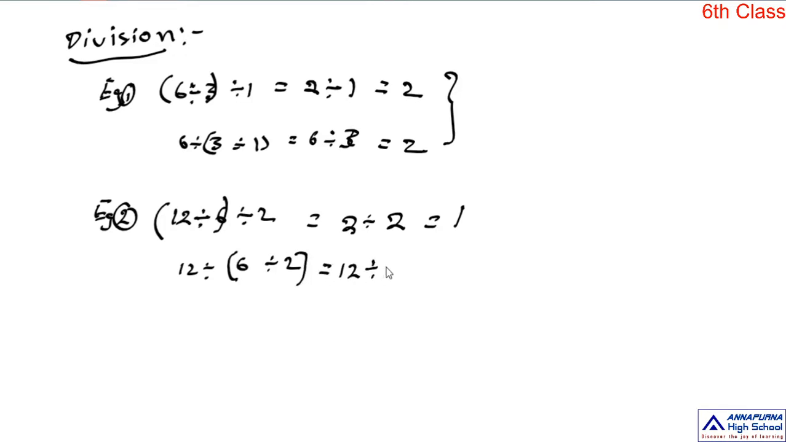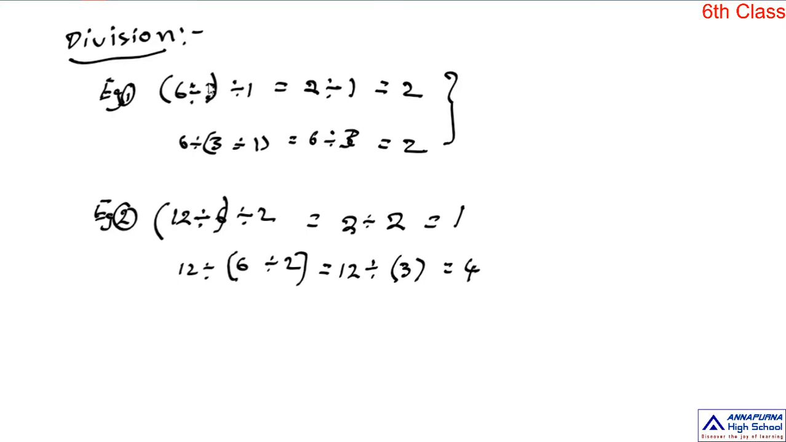Next one, first we divide 6 by 2. How much? 2 3s are 6. Next, we divide 12 by 3. 3 4s are 12. 4 is the answer.